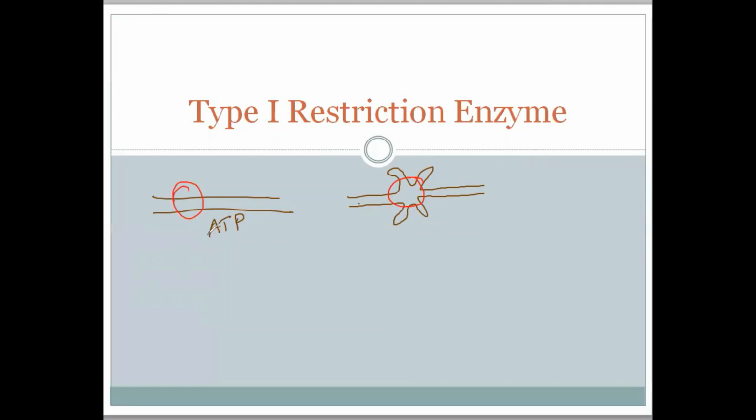So till where does it translocate the bases? It translocates the bases until it reaches the second complex. So you have two complexes, and it translocates the bases until it reaches the second complex. Once it reaches the second complex, it is going to cleave the double-stranded bonds. This is how the type 1 restriction enzyme works. I think it's very clear.